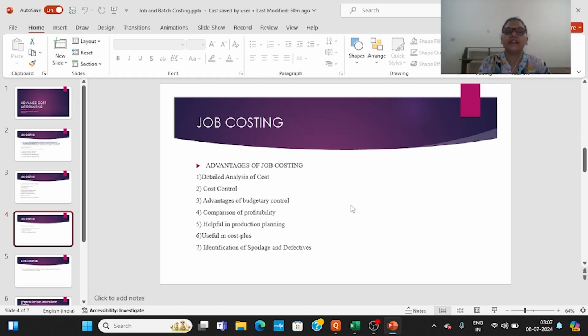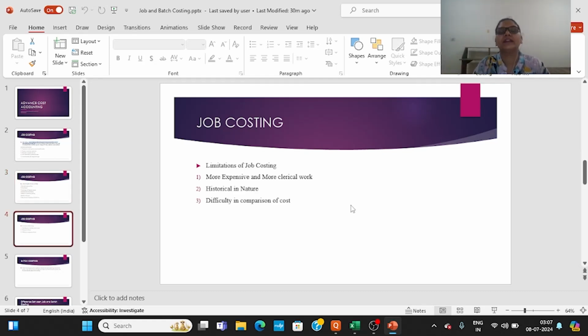Now, if a certain thing has advantages, then there can be limitations also: more expensive and more clerical work. In case of job costing, a lot of clerical work is involved, as each job has its own job cost sheet. Job costing is comparatively more expensive as more clerical work is involved in recording the daily cost of materials issued, wages expended, and overheads chargeable to each job or work order.